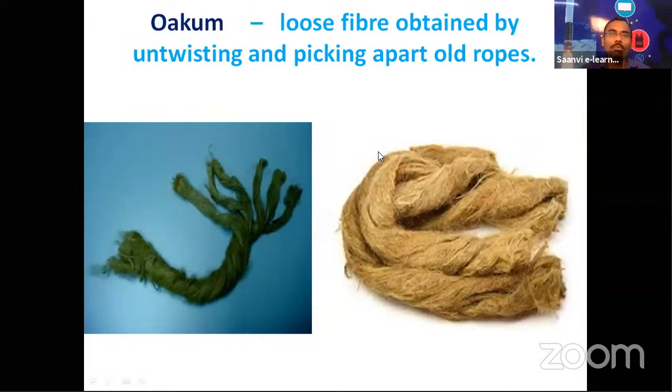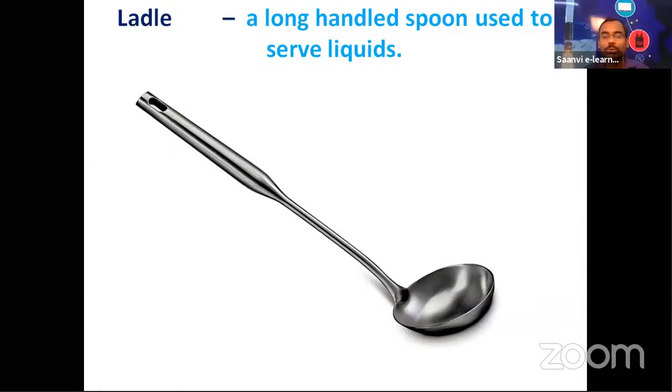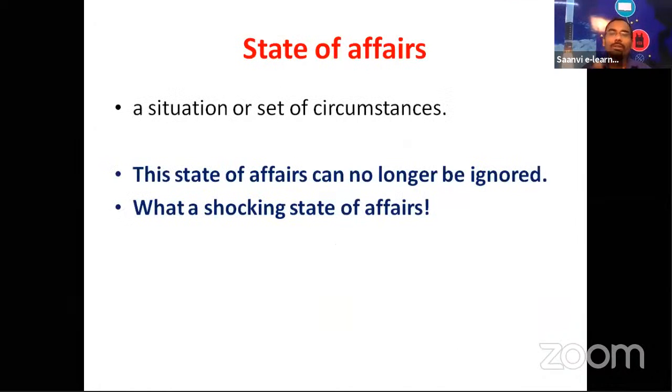And the next word is oakum, loose fiber obtained by untwisting and picking apart old ropes. This is also ladle. So it can also be taken as a verb as well, but it is given as a noun here. Okay, and today's vocabulary section, state of affairs. State of affairs, a situation or set of circumstances.